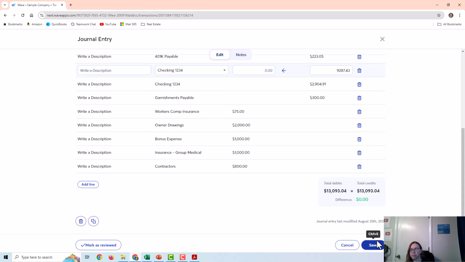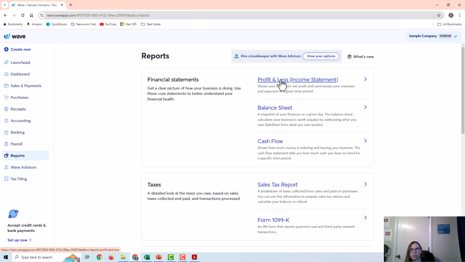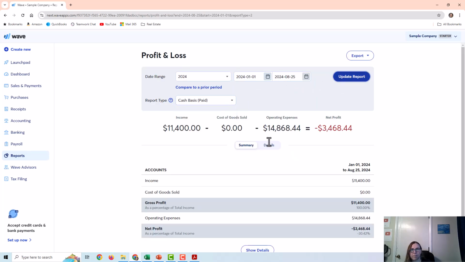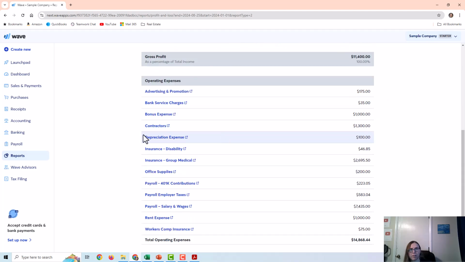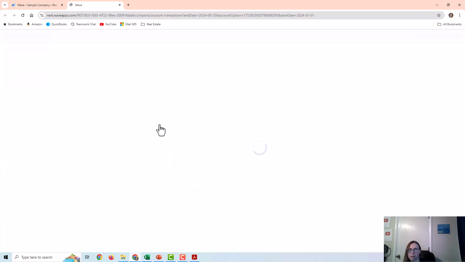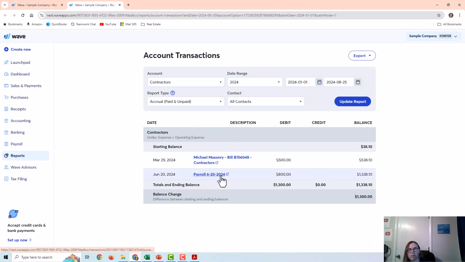I'm going to go ahead and save this, and we're going to go look at the reports so we can see how all of this played out. First we're going to look at the profit and loss, which is also called an income statement. Any expenses of the business are going to show up on this report, and we had several. There was a bonus paid to employees of $1,000. Contractors, I'm going to click on that so you can see the information. There was an $800 payment in this payroll for contractors.